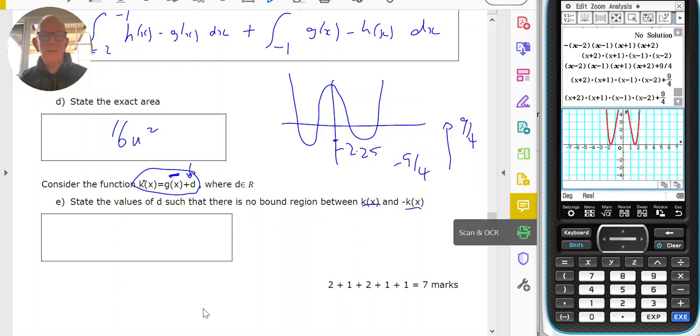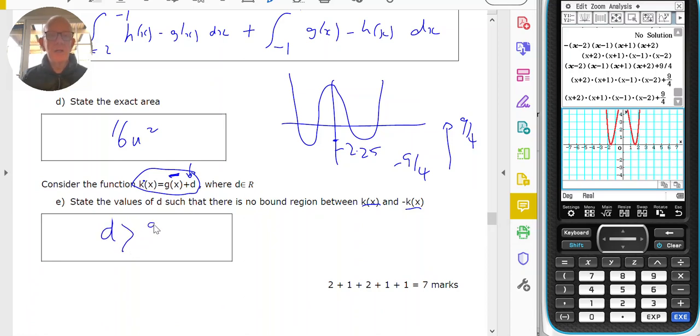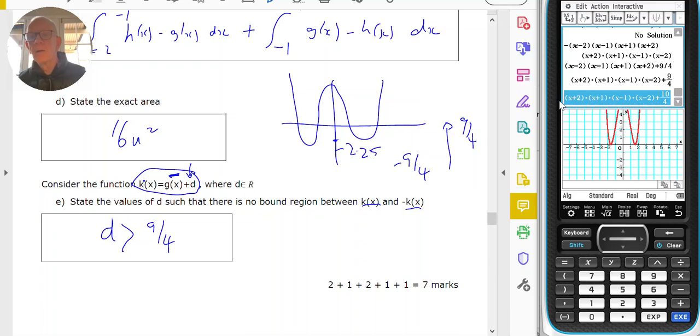So it's got to be bigger than 9 on 4. So d has to be bigger than 9 on 4. So for example, 10 on 4 would be okay. Because if you look at the green one and you do the negative of all of that, it will then go down here and there'll be no trapped region.